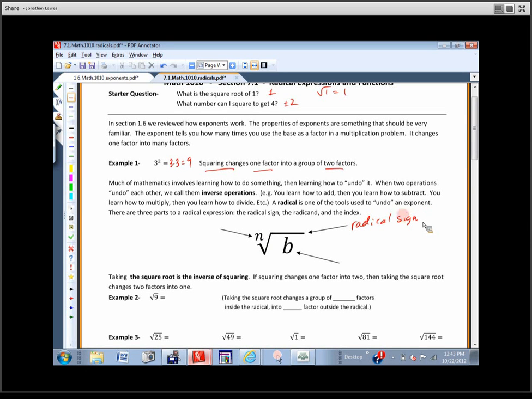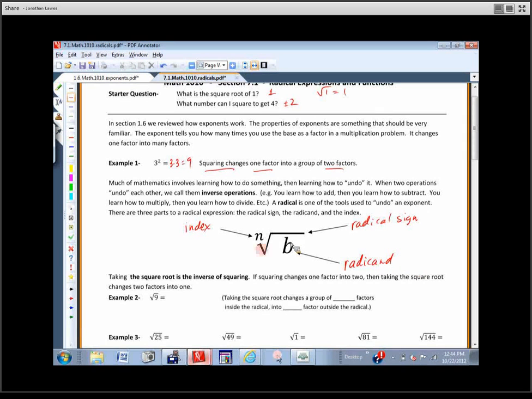Everybody knows that. You've probably seen that before. Does anybody know what the name is that we give this little number that goes in the little crook of the radical sign? Fabulous. It's called an index. Okay? It's called an index. And does anybody know what we call what's underneath the radical? There we go. Radicand. Okay?